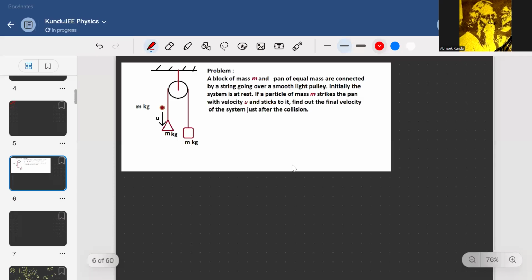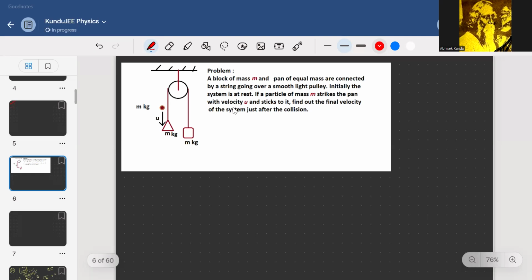Hello everybody. Let us look at this problem we are going to solve right now. The problem statement is a block of mass m and a pan of equal mass are connected by a string going over a smooth light wheel. Initially the system is at rest. If a particle of mass m strikes the pan with velocity u and sticks to it, find out the final velocity of the system just after the collision.